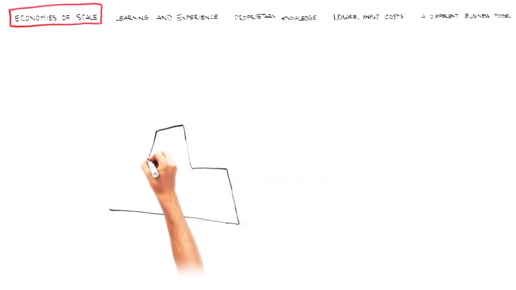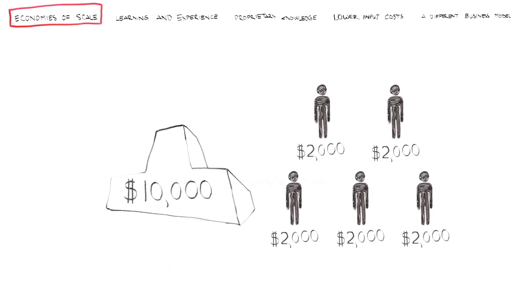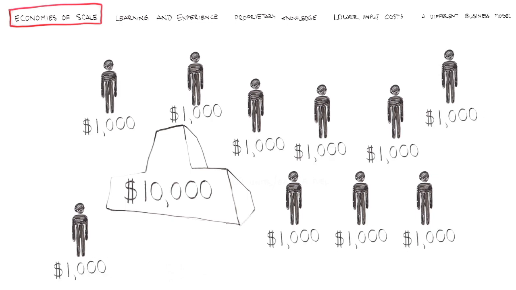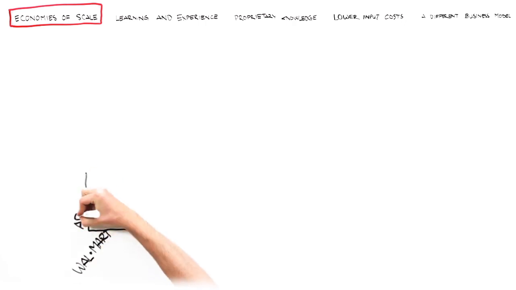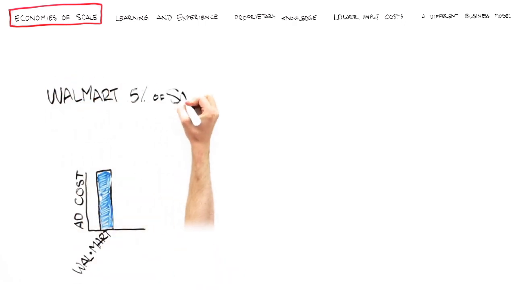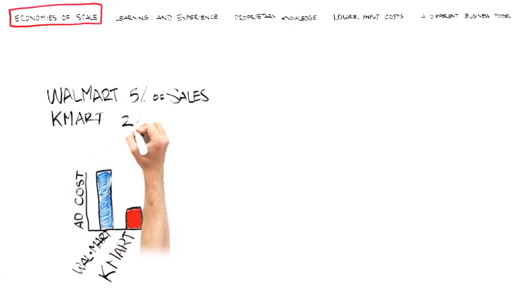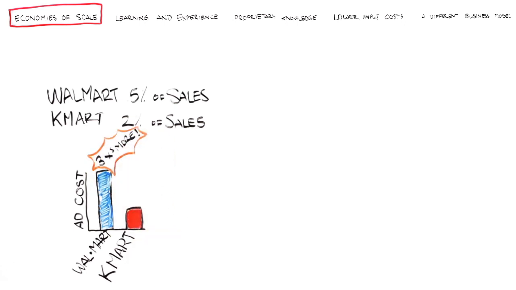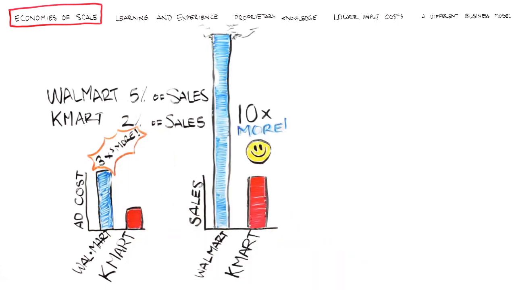In similar fashion, companies can spread the costs of their facilities and equipment, R&D, advertising, and so on when they have more customers to share the cost. For example, Walmart's advertising costs are only about 0.5% of sales, compared to roughly 2% of sales for Sears Kmart. Walmart actually spends 3 times more on advertising than Sears, but because its sales volume is 10 times greater, its advertising expense is much smaller as a percentage of its sales.